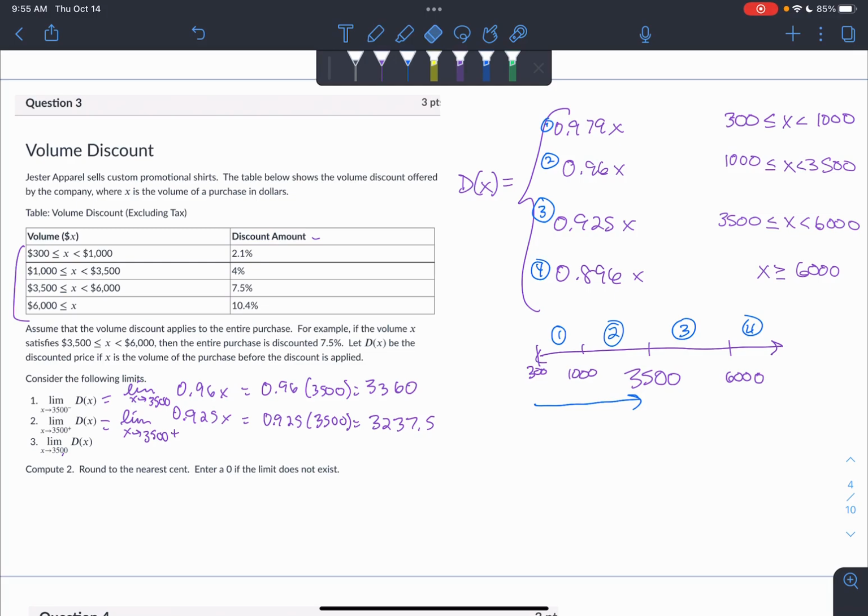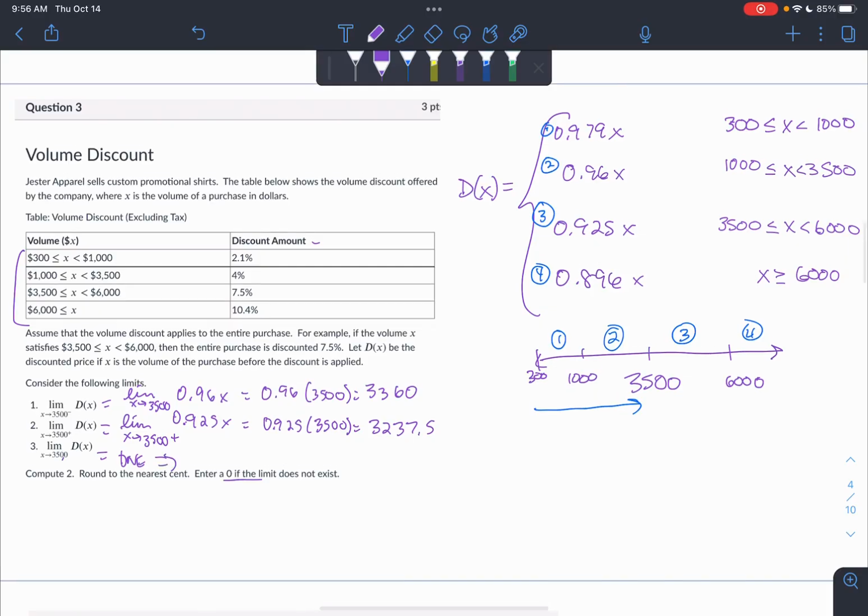Now, if you got 3, you would need to do 1 and 2 in order to answer 3. Since these two are not equal, the limit does not exist. So it does not exist, and for the purpose of this quiz, you would enter 0 if it does not exist. So in your answer box, just put a 0.